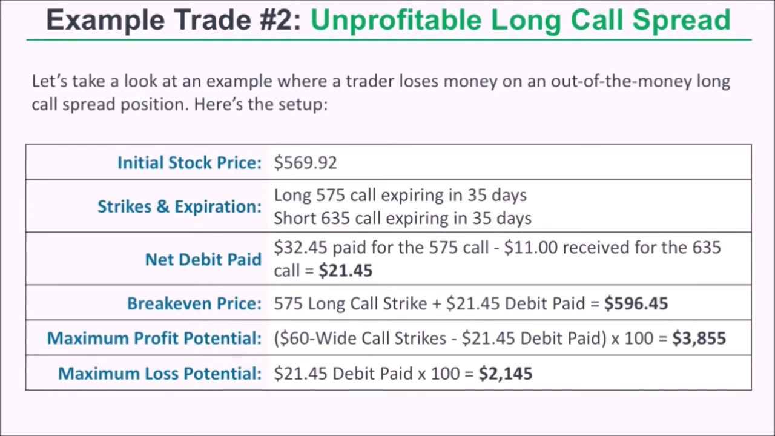Now, as you may have noticed, we're buying a 575, 635 call spread, but the initial stock price is 569.92 when we do so. So we are buying an out of the money call spread in this case. So we can see that the probability of profit is less than 50%.